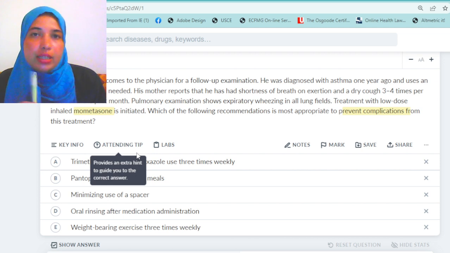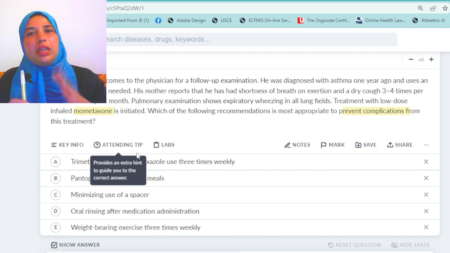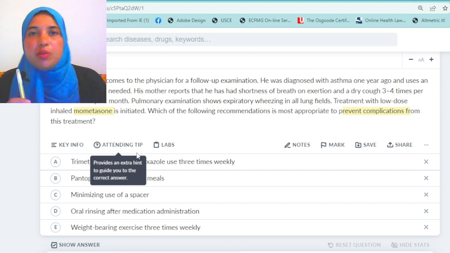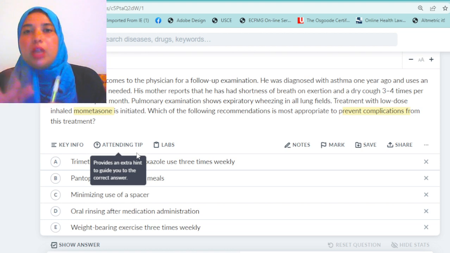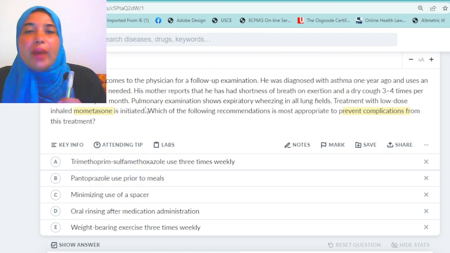If you answer correctly, it doesn't count as incorrect. It counts as correct with help. But if you answer incorrectly after getting the attending tip, it will still count as wrong in your statistics. Okay? So we're not going to use a hint here. Let's just go back and read the rest of the clinical vignette and see if there's anything else that we've missed.